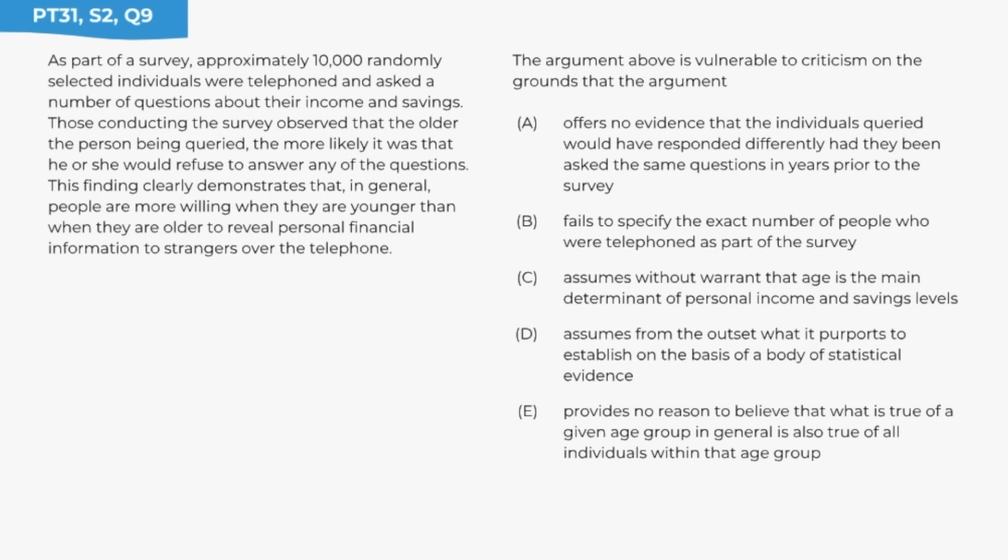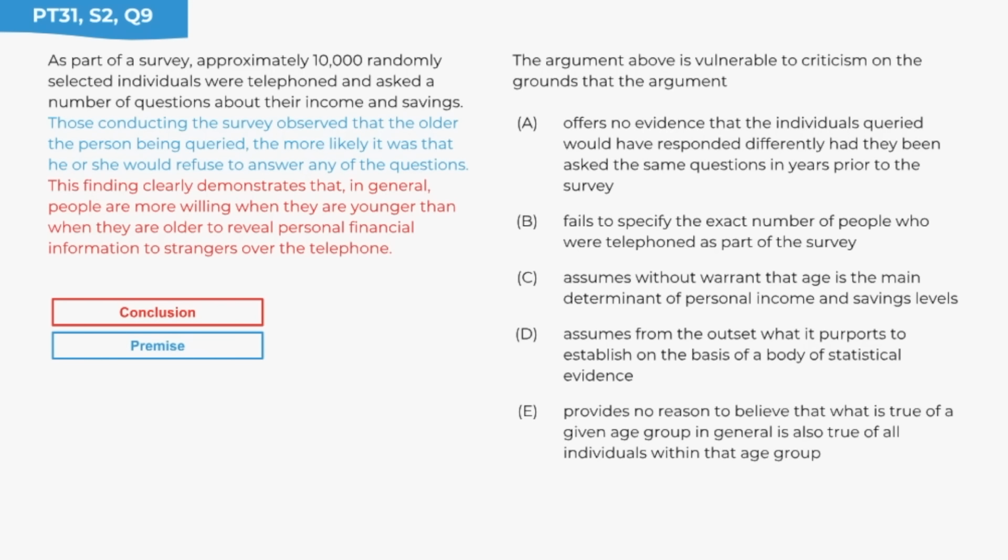Okay, so let's take a look at this one. First, we need to find the conclusion. And in this case, the last sentence that says, this finding clearly demonstrates that, in general, people are more willing when they are younger than when they are older to reveal personal financial information to strangers over the telephone. That represents the conclusion of the argument. So what's the evidence? Well, it says that those conducting the survey observed that the older the person being queried, the more likely it was that he or she would refuse to answer any of the questions.